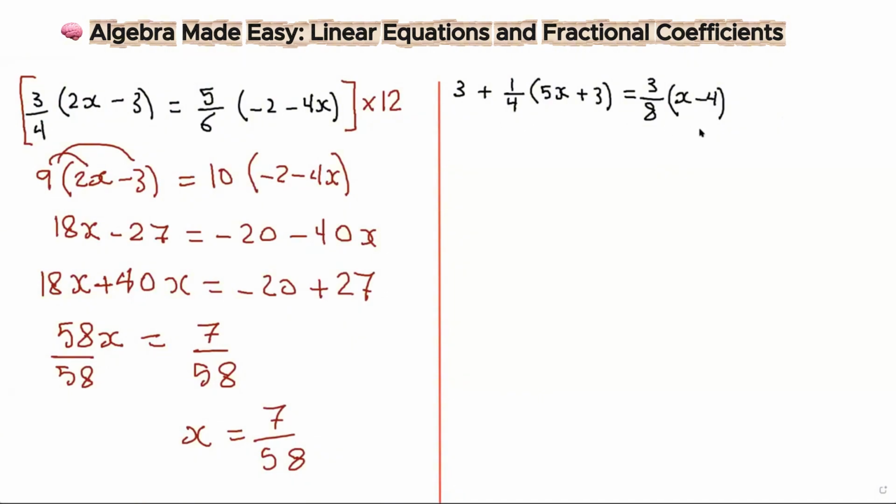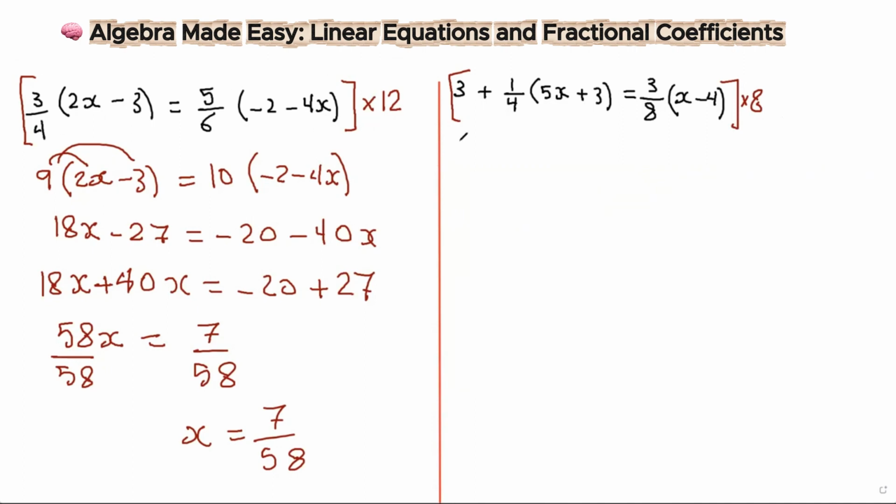And here in the next question, we have 3 plus 1/4 times 5x plus 3 in brackets equals 3 over 8 times x minus 4 in brackets. The lowest common denominator here is 8. And when we multiply the 8, we have to multiply it into the 3, we have to multiply it into the 1/4, and we have to multiply it into the 3/8.